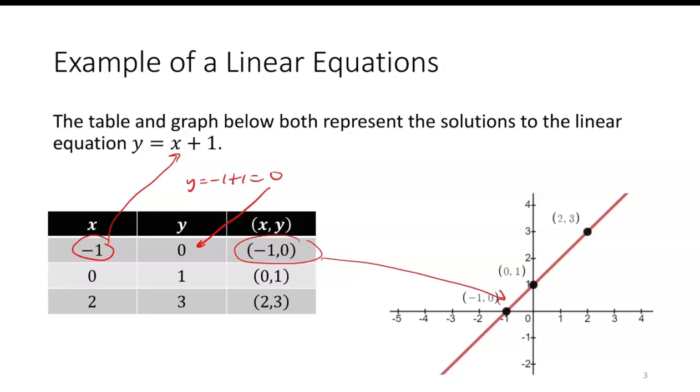And then the next line, we let, say, x equal to 0. 0 plus 1 is 1, so we have the point 0, 1, and we plot that. If x is 2, y would be 2 plus 1, or 3. And so we plot the point 2, 3, connect the dots, and you have a line.